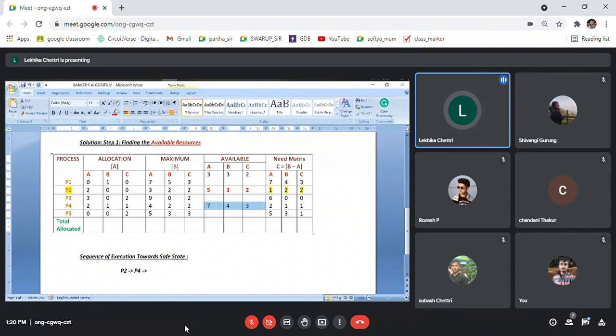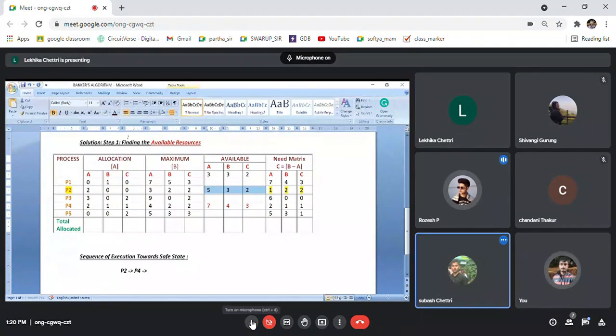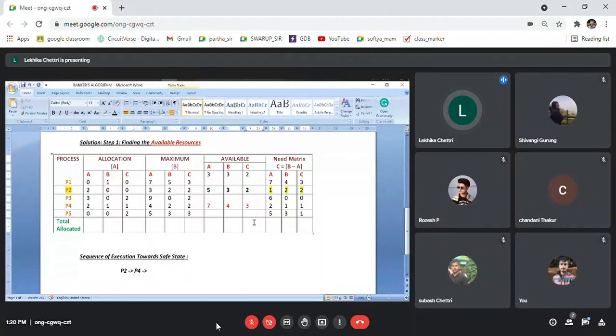Is it clear, class? Class, do you understand this? Yes, ma'am. Okay, so now calculate the rest. Try to find the safe state. Now which process will execute next? What will be the available matrix?